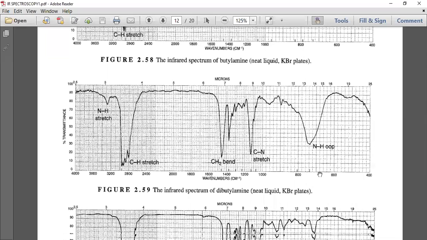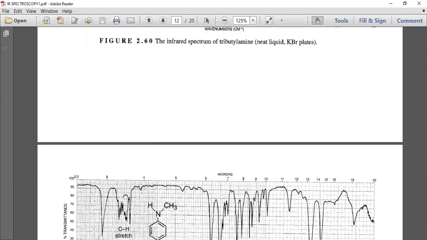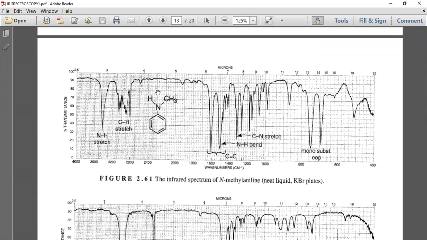NH OOP. If it is a tertiary amine, if three alkyl groups are there, we don't have that NH stretching vibration. Here we have one hydrogen on nitrogen, so we are getting a sharp peak.